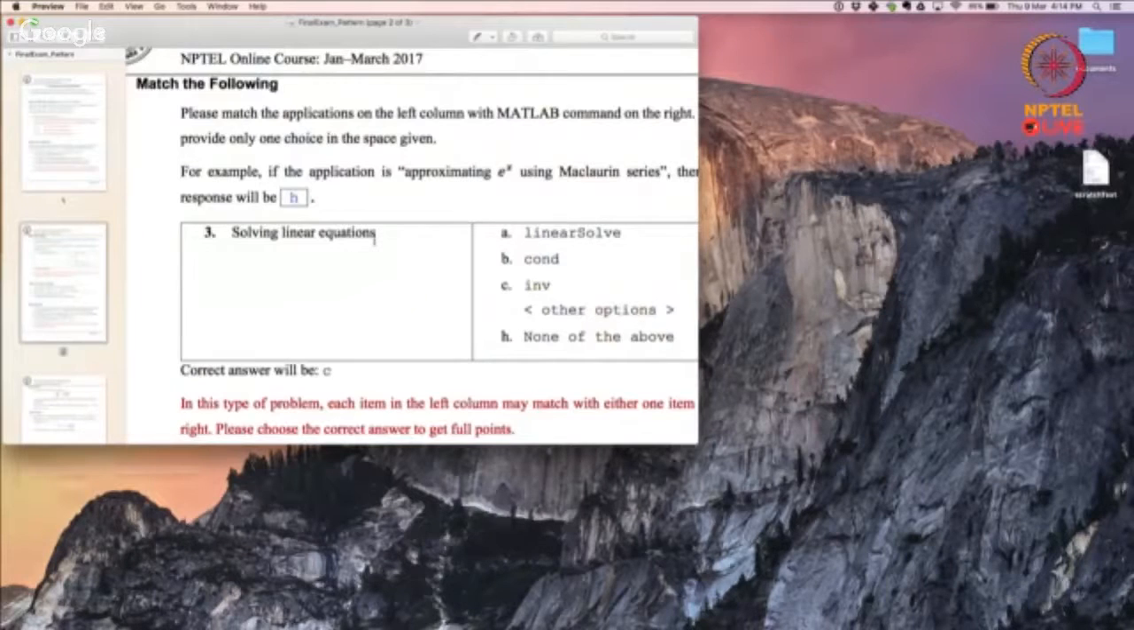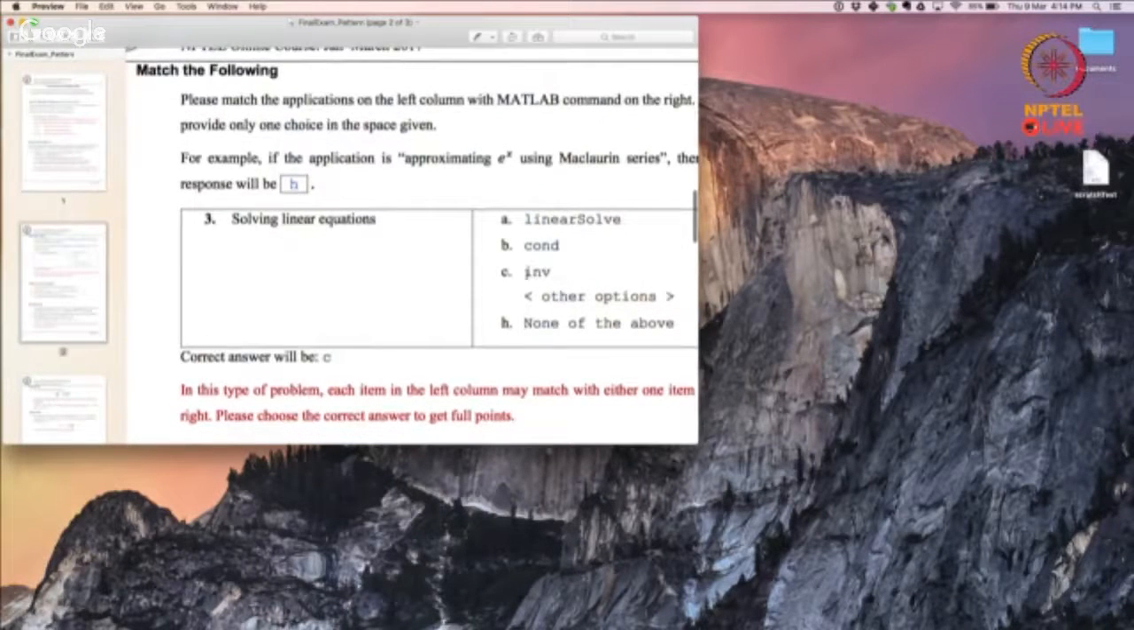For example, solving linear equations: linear solve. This is kind of a trick question for you. If you remember, we have never used a command called linear solve at all. So linear solve is not the correct answer. COND is for condition number, INV is for inverse, and so on. If you have AX equal to B, then we can use X equal to inverse A multiplied by B. So INV is the most appropriate choice. So the correct answer in this case will be C. So you'll have to mark C.